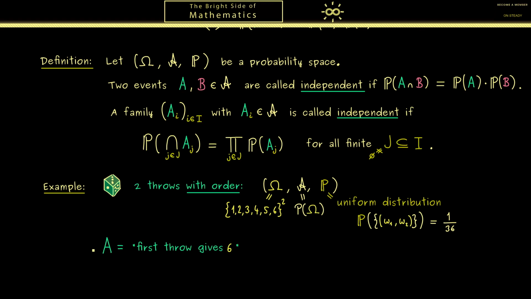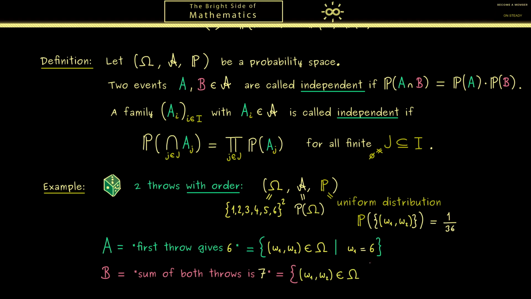A should be the event that the first throw shows a 6, and the second throw can show anything. On the other hand, B should be the event where we look at both throws and the sum of the numbers is 7. Okay, then in the next step, let's translate these descriptions into sets. For the first one, we just have a sample omega 1, omega 2, where omega 1 is equal to 6. Then for the set B, we also have the set of all samples omega 1, omega 2, where omega 1 plus omega 2 should be 7.